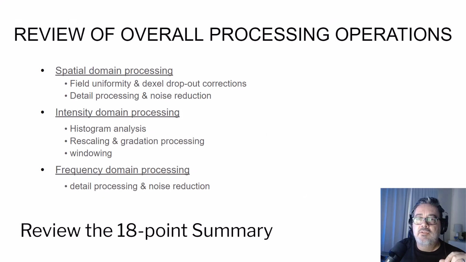Let's quickly review the overall processing operations. Spatial domain processing is where field uniformity and Dexel dropout corrections, which we'll discuss later, detail processing, and noise reduction occur. Intensity domain processing is where histogram analysis, image rescaling, gradient processing, and windowing occur. Frequency domain processing happens in post with edge enhancement and smoothing, or detail and noise reduction occur.